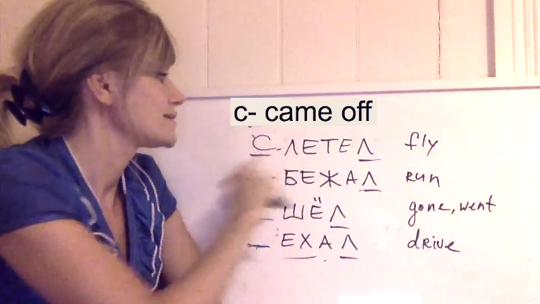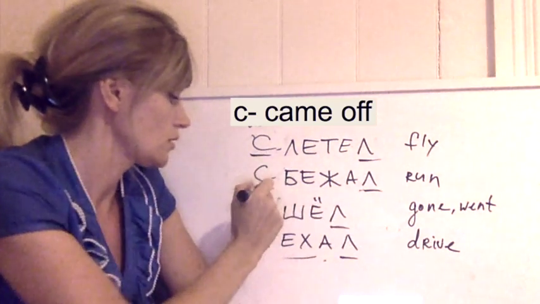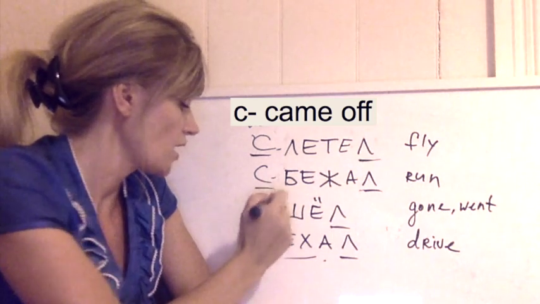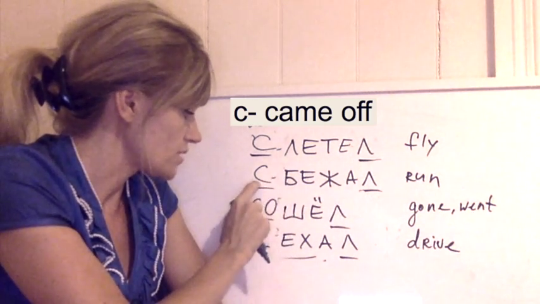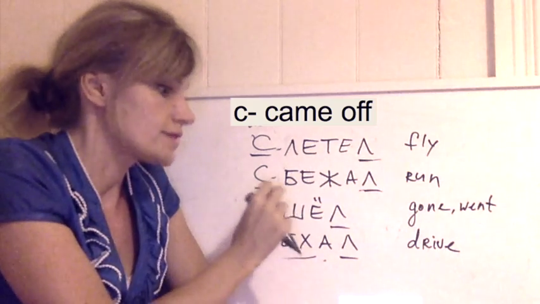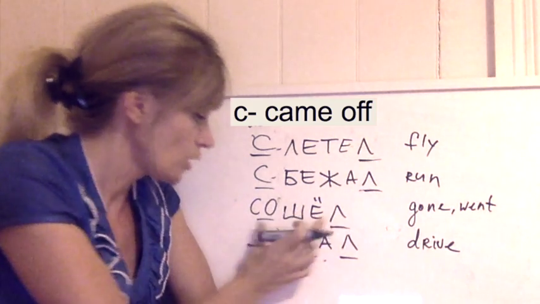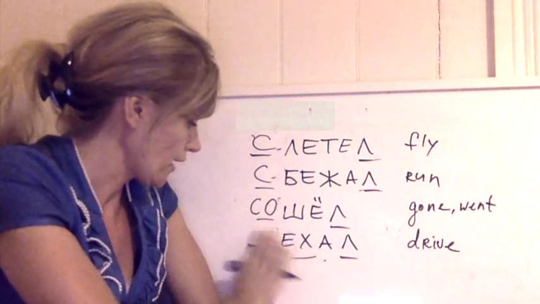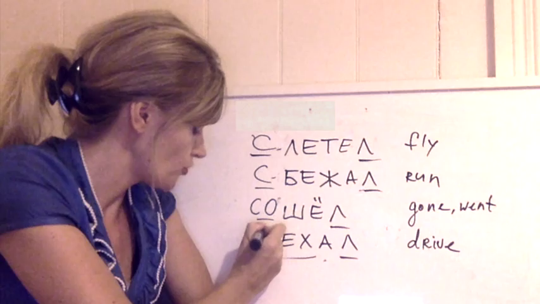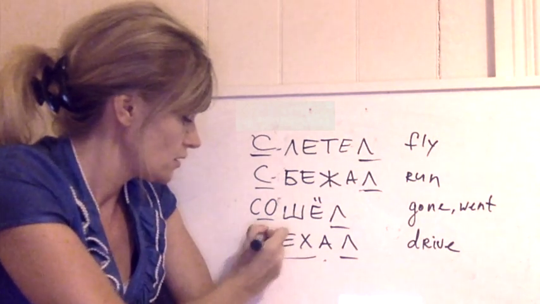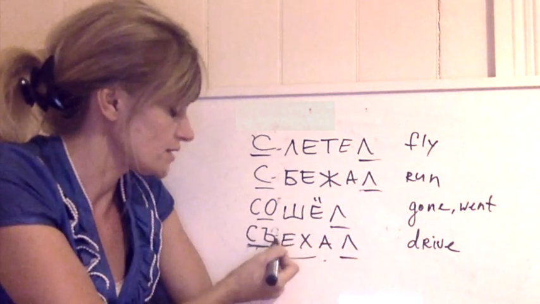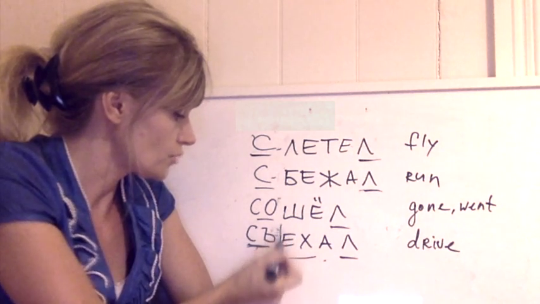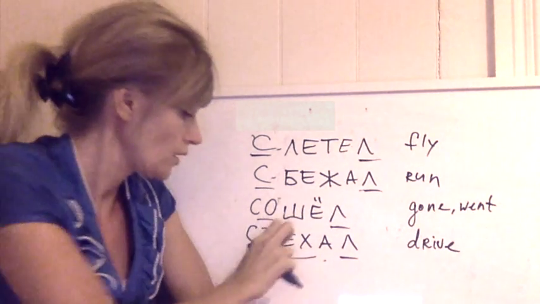Let's take слетел, сбежал. In this case, we're going to put сошел, because if you use с and ш together, шел, it's hard to say. So that's why сошел, to make it easier to say, and съехал. Here, with с, we need to put the hard sign, съехал, again because it's easier to say. It's kind of like a little break for your breath. Съехал.